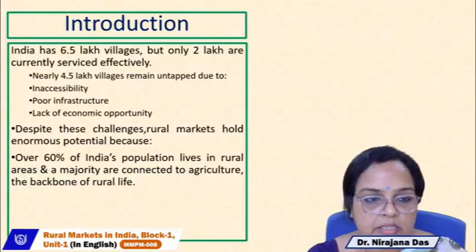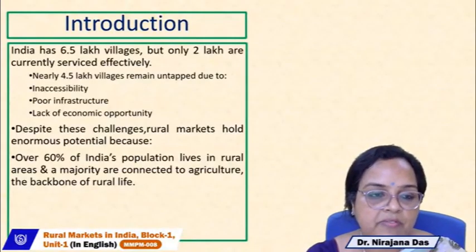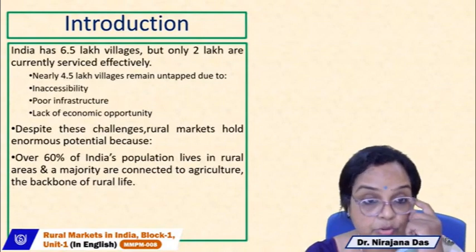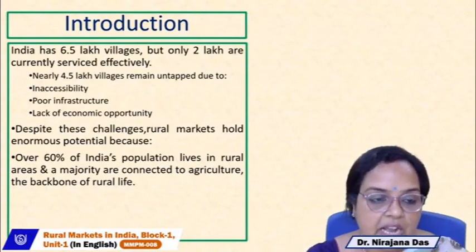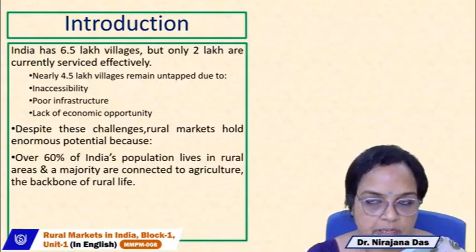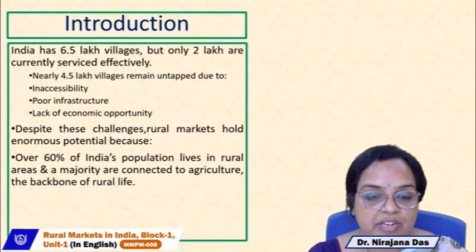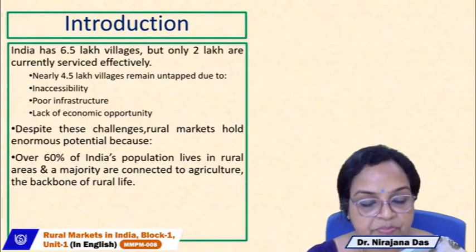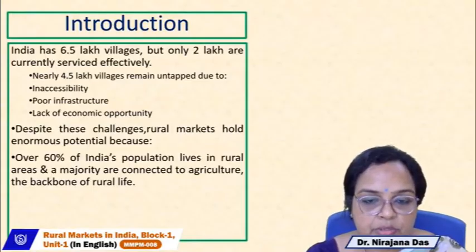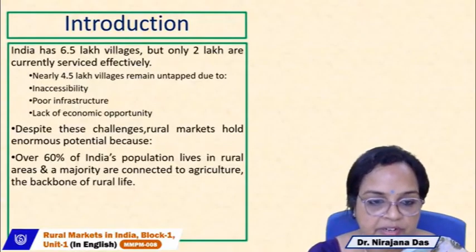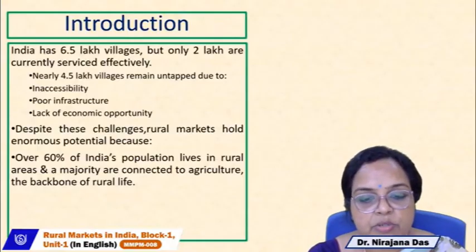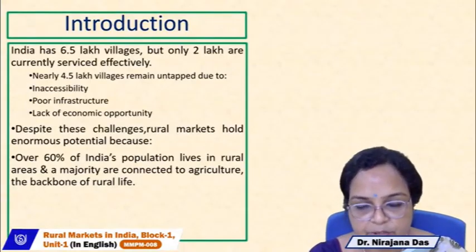There are many factors, but among them, the major factors are inaccessibility due to poor infrastructure and lack of economic opportunities. Economic opportunity also includes jobs, agricultural income, and non-farming income. Despite these challenges, rural markets hold huge potential because 60% of India's population lives in rural areas and a majority are connected to agriculture income. And agriculture is the backbone of rural life. This is clear to everyone.